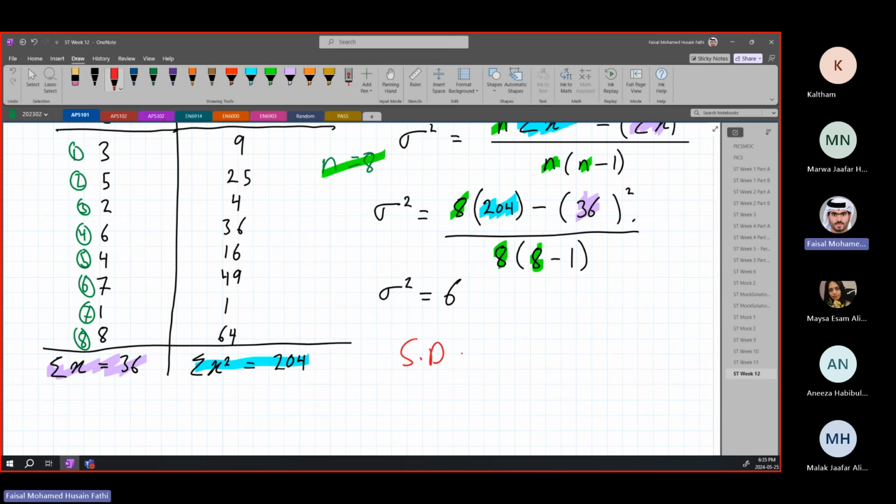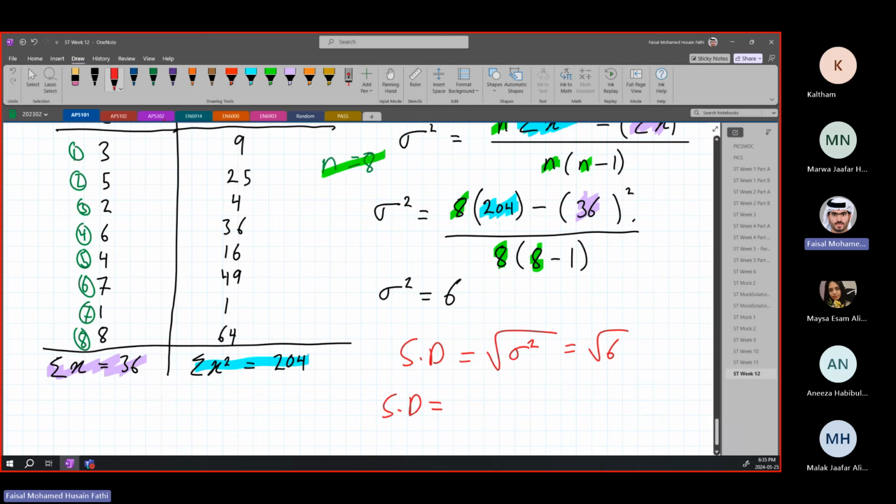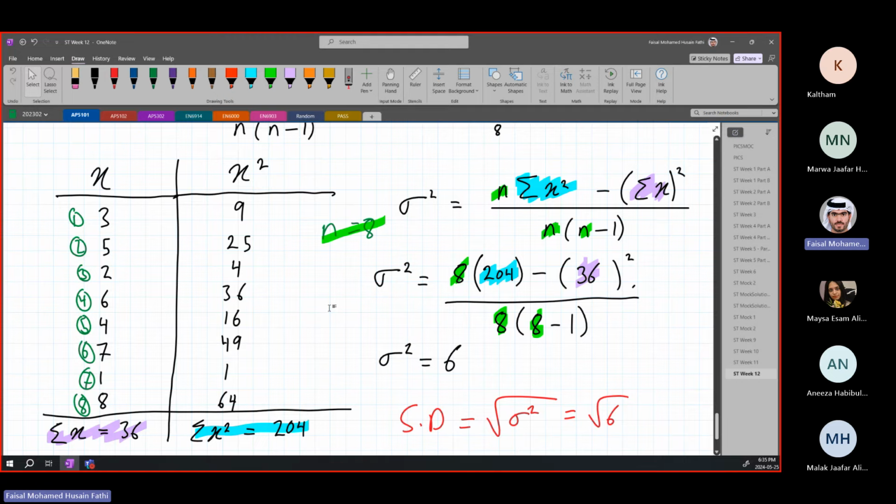Standard deviation is equal to the square root of sigma squared, which is equal to the square root of 6. So standard deviation is going to be square root of 6, which is also 2.45, and that is our standard deviation. And that's how you would solve it for raw data.